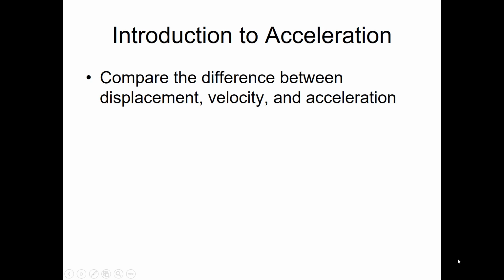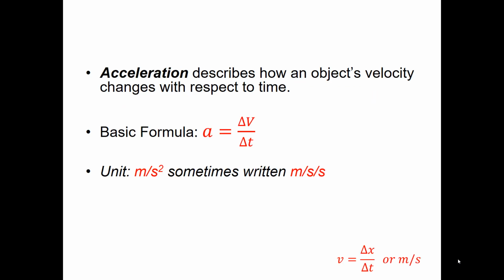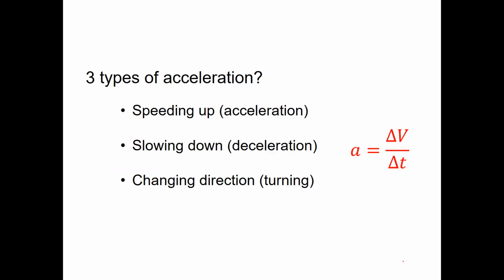In this lesson, we're going to look at acceleration, and after this lesson, you should be able to compare the difference between displacement, velocity, and acceleration. First of all, the basic formula for acceleration is right here. The acceleration is nothing more than a change in velocity over a time period, and its unit is meters per second every second, also noted as meters per second squared. Just remember, velocity was a change in displacement over time, so it was meters every second.